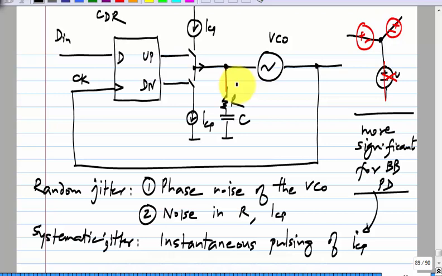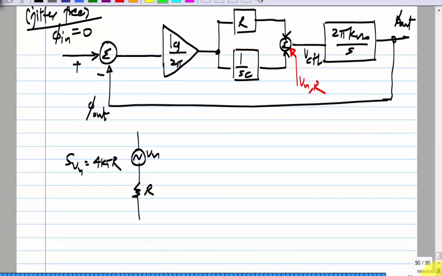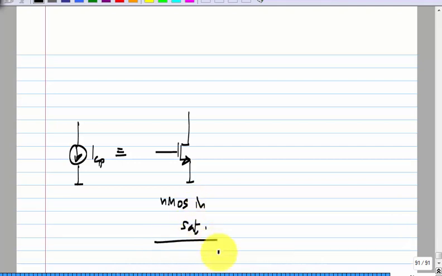Is that okay? What about the noise of the current sources? What will you do? So, basically, first of all, each of these current sources has a noise, and they can be different from each other, right? It depends on how the current sources are implemented. Now, of course, let us assume that the down current source here is of course an NMOS transistor in saturation. So, what will be the noise of this?